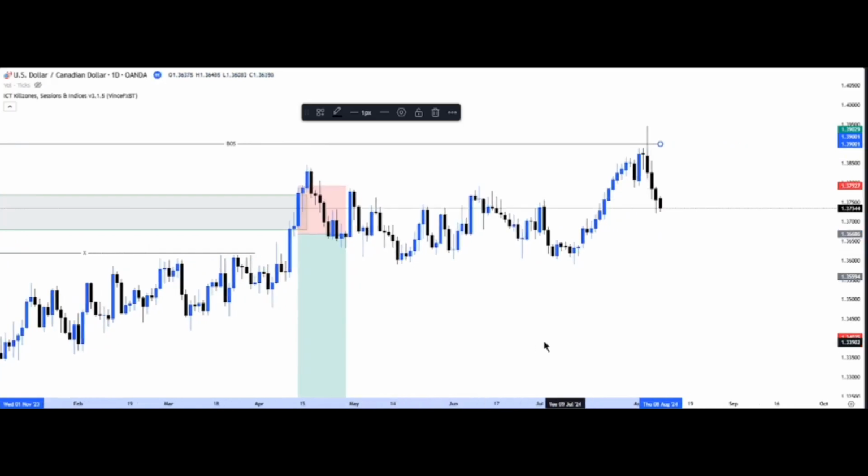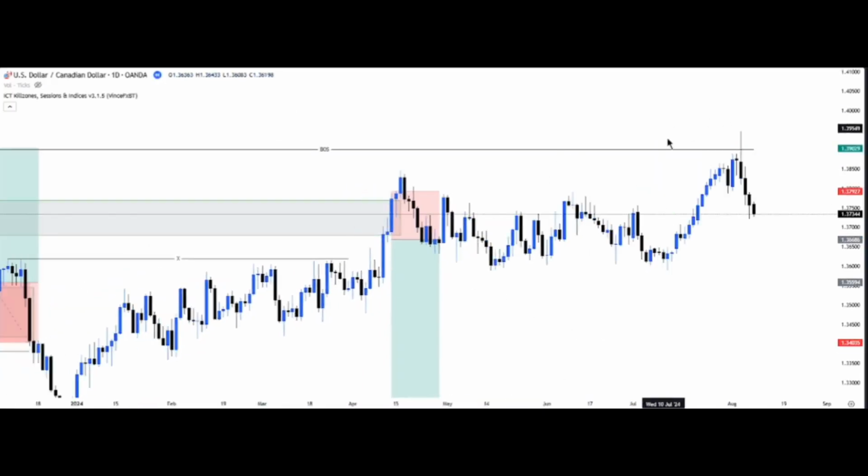Okay, so as you can see, price took out this major structure high with a candle wick. This is not a change of character. This is simply liquidity sweep. So if you go to the lower time frame, then you can take price lower, like I said before.